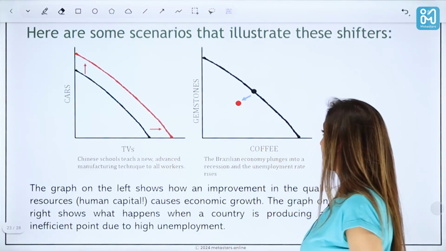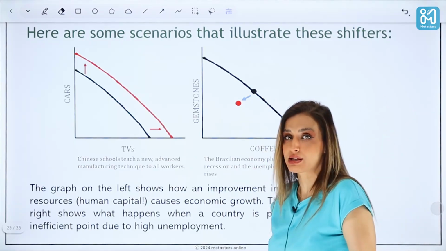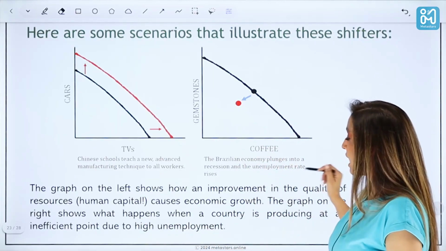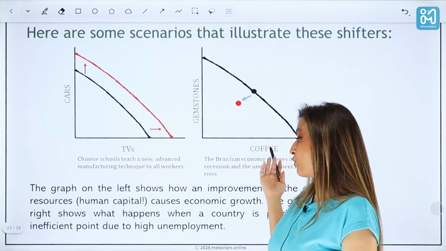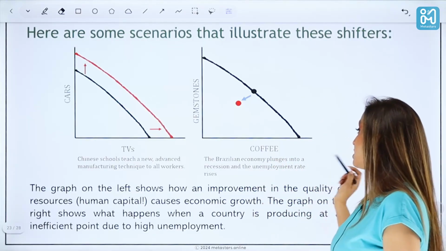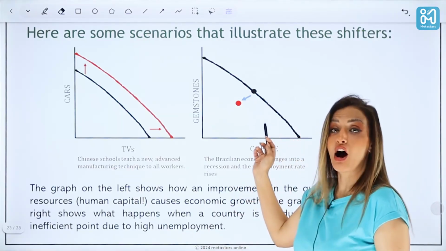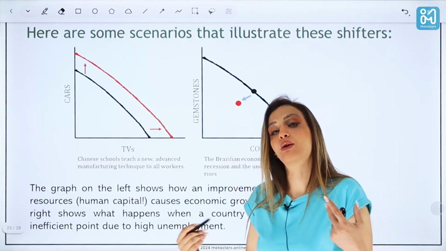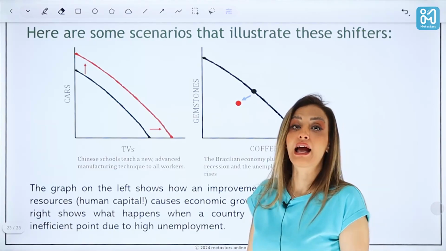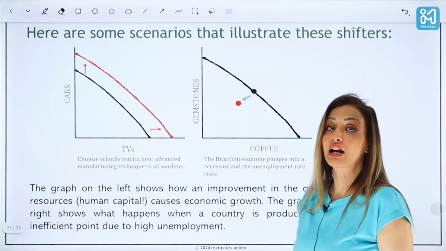In this graph, as you can see, it's moving from the efficient point to an underutilized point. The graph on the right shows what happens when a country is producing at an inefficient point due to high unemployment. Here, what happened? The Brazilian economy plunges into a recession and the unemployment rate rises. Yes, here I have a higher unemployment. So here I'm producing with a level of inefficiency that causes my efficient point to move into an inefficient point. I have here a high unemployment.